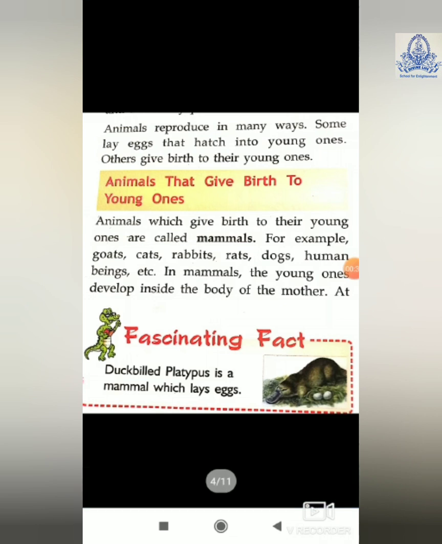Duck-billed platypus is a mammal which lays eggs. As I said earlier, mammals are those whose ears are visible and who have hairs on their skin. Among them, the duck-billed platypus is the only mammal which lays eggs. It's a mammal, still it lays eggs. When the eggs hatch, a young one comes out of it, and the duck-billed platypus feeds these young ones. So it is a mammal.